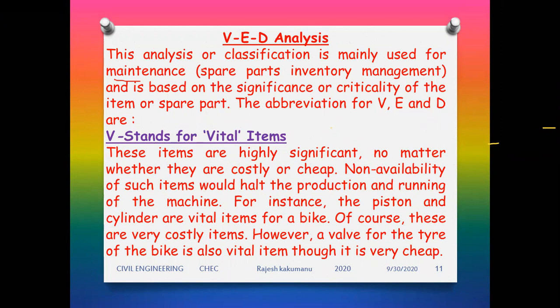That is spare parts inventory in the firm, spare parts inventory management. These are mainly used for maintenance and are based on the significance and criticality of the item or spare part. The abbreviation is VED. Understood? So these are mainly used for maintenance purposes and based on what? Based upon the significance, that is the importance and criticality, how much the item or spare part is needed.